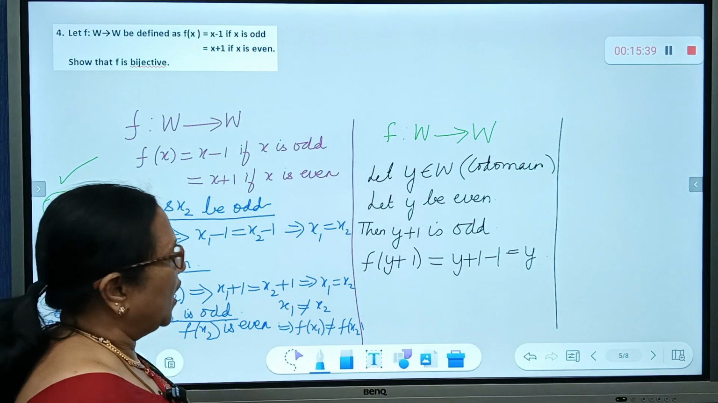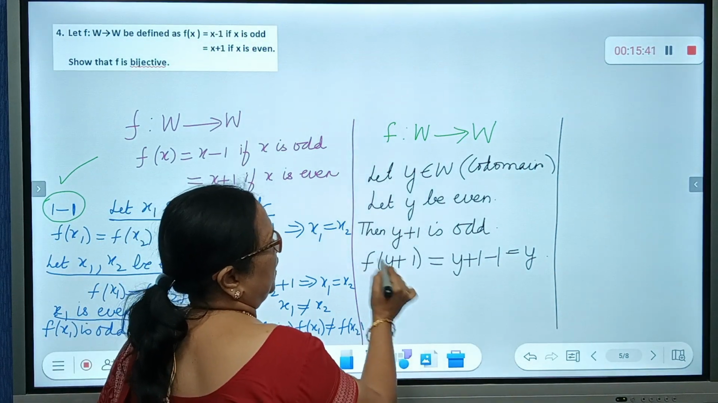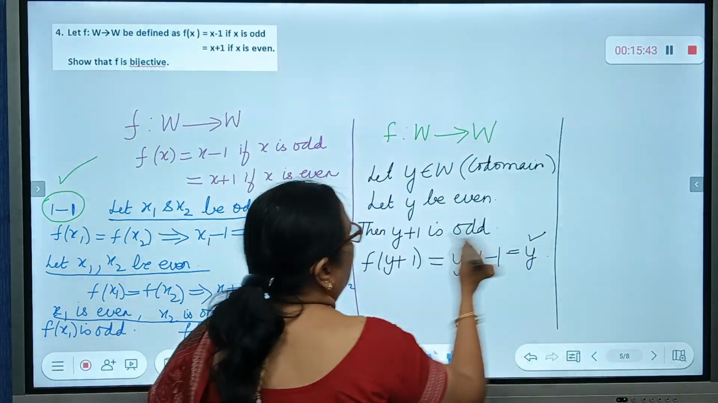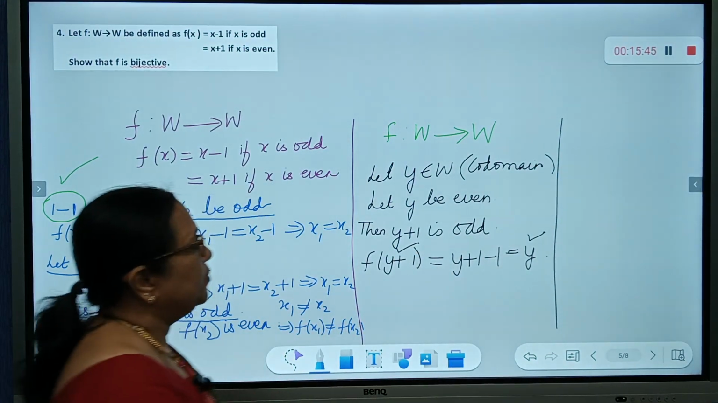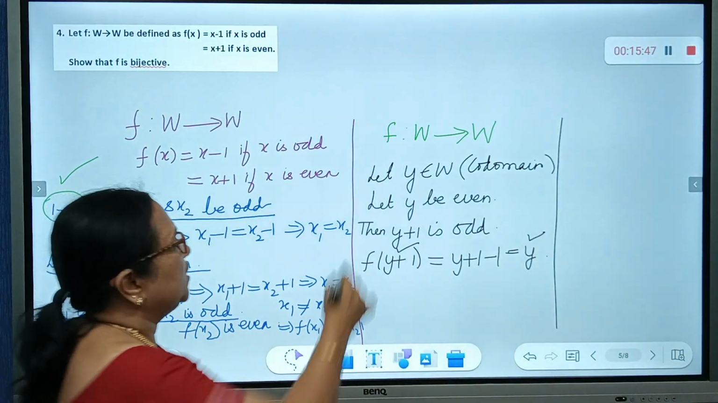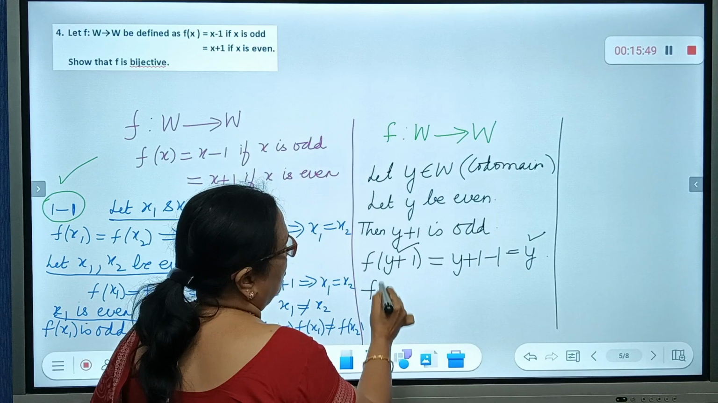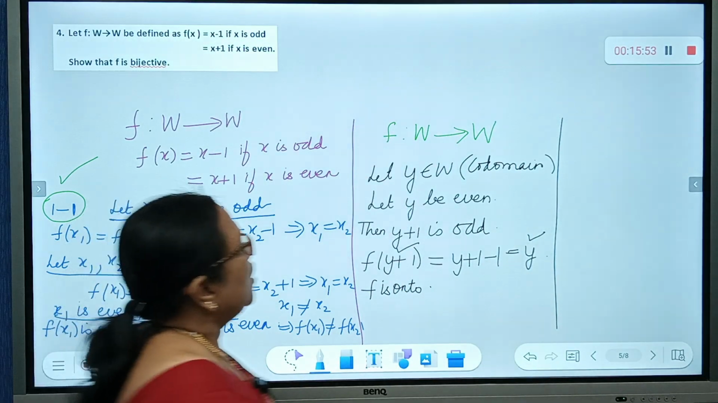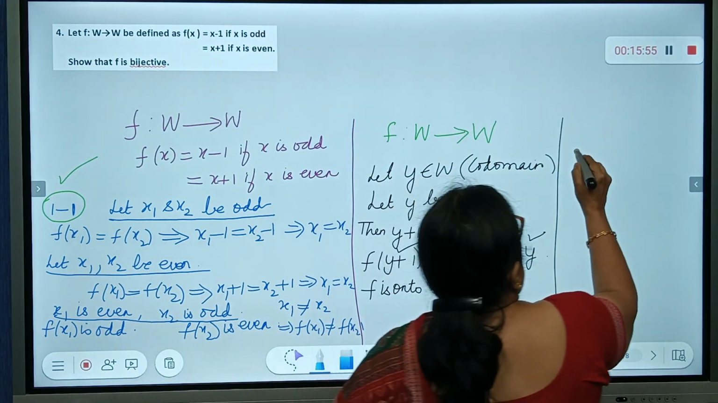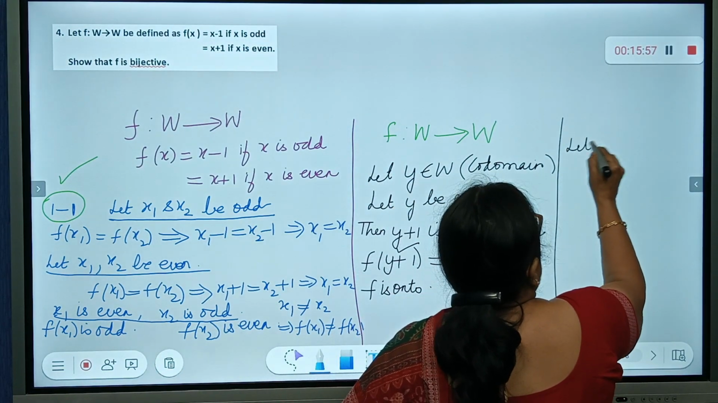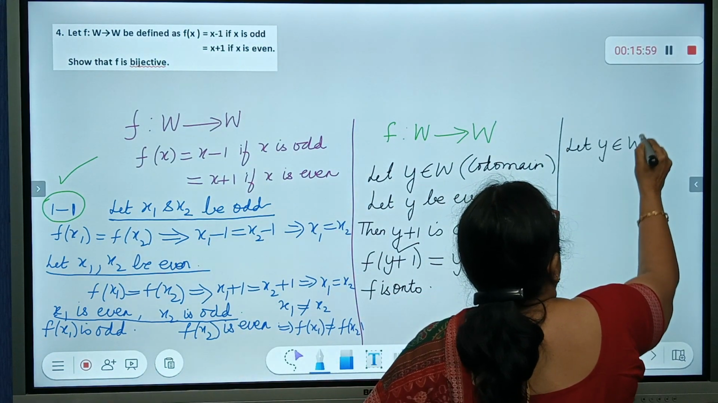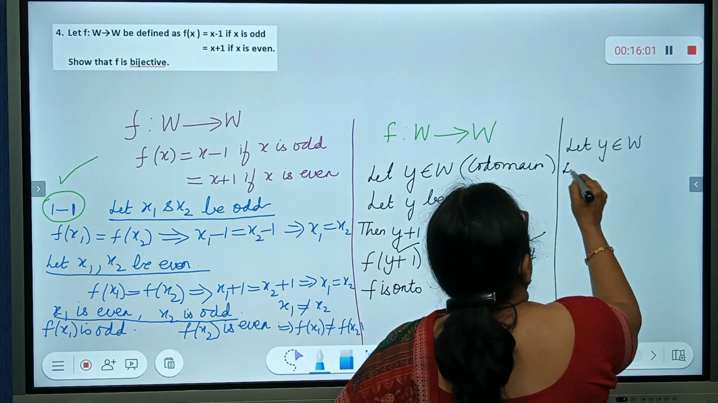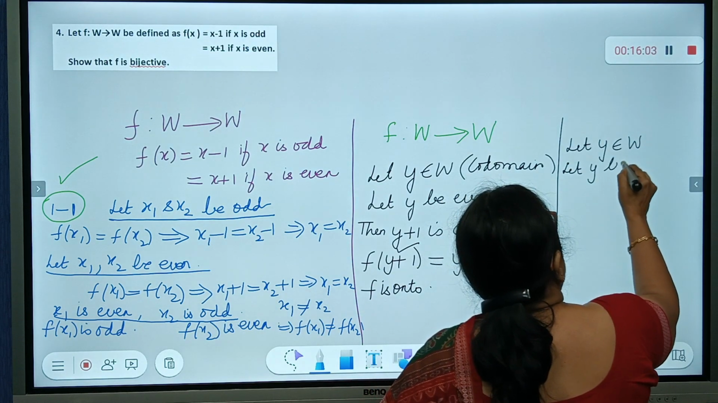So given a y, I have found a pre-image. What is a pre-image? y plus 1. So in this case, f is onto. Now what about choosing a y in W which is an odd number? Let y be odd.